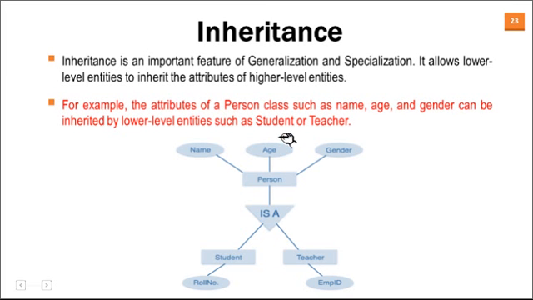Next one is inheritance. It is an important feature of generalization and specialization. It allows lower level entities to inherit the attributes of a higher level entity. It means a person's name, age, and gender can be inherited by student, which is a sub-entity, and all of the person's attributes can be inherited by teacher, which is also a sub-entity.